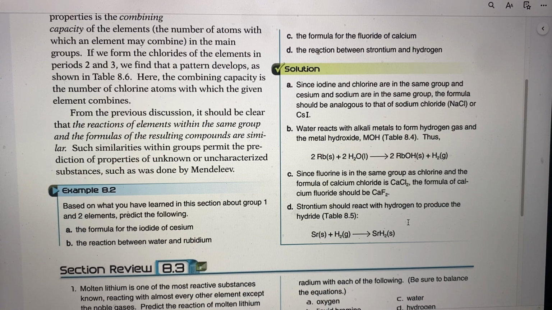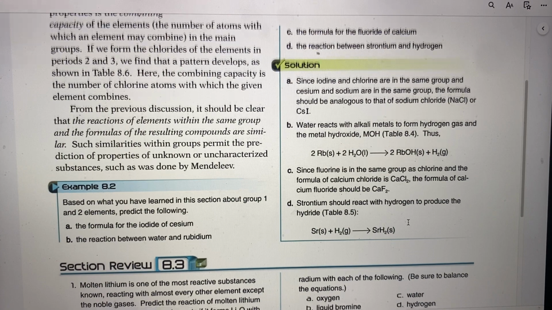The reaction between strontium and hydrogen. So here we have strontium. Oh, I thought it was selenium, but it's strontium. I'm sorry. Strontium and hydrogen here. So strontium should react with hydrogen to produce a hydride. So you put them together, this being with the hydrogen, and you get strontium hydride. So anyway, that's how you do that.